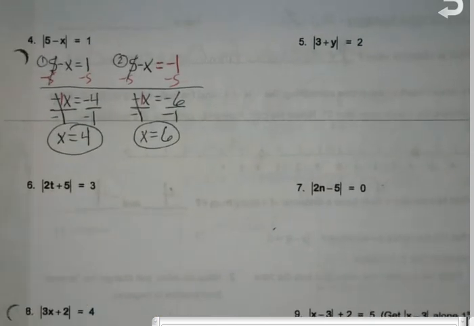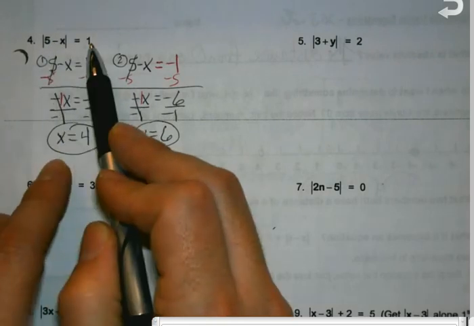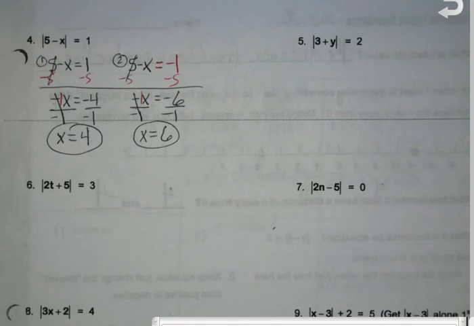In this case, they're 4 and 6. Because 5 minus 4 is 1. Absolute value of 1 is 1. But 5 minus 6 is negative 1. But again, it's distance, which will make it positive 1. So the only way I can get both answers is by splitting it that way.